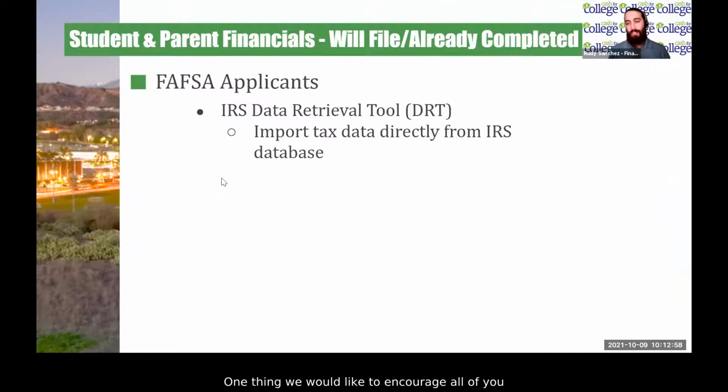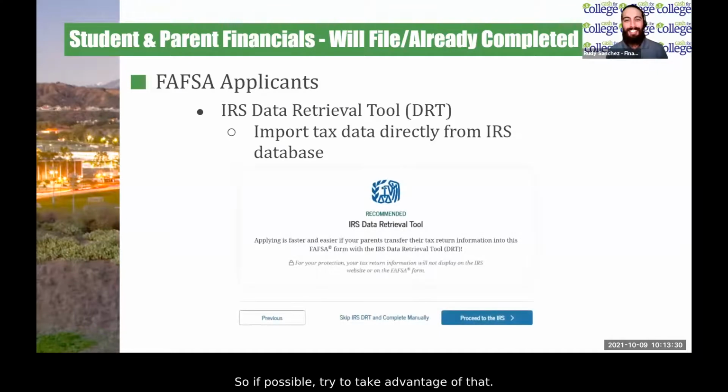One thing we would like to encourage all of you to take advantage of, if possible, is a feature that's built into the FAFSA application. This feature is called the IRS Data Retrieval Tool, or DRT. This is a great resource, a great benefit. For those who are able to use this, this will allow tax information to get imported directly from the IRS. So all that tax data comes in automatically through the magic of data and computer systems, right? So if possible, try to take advantage of that.